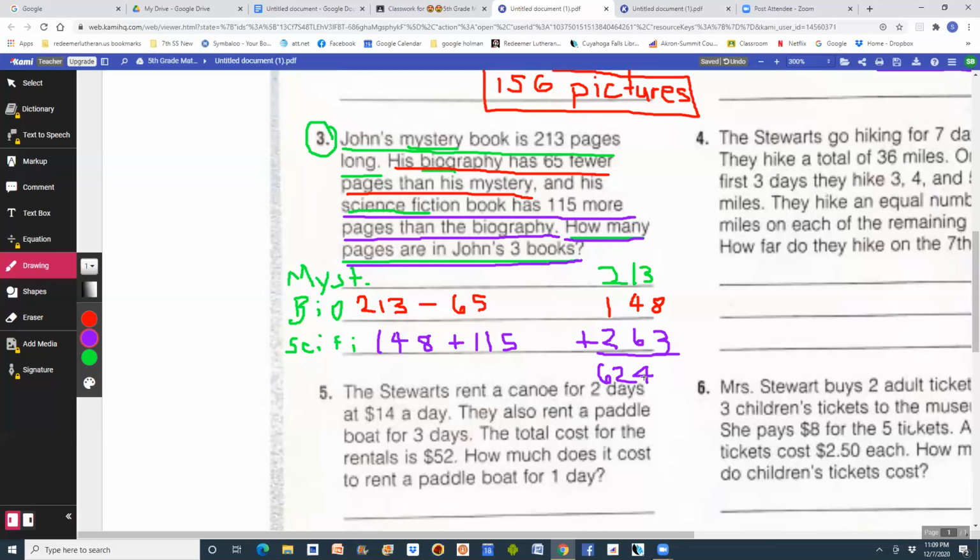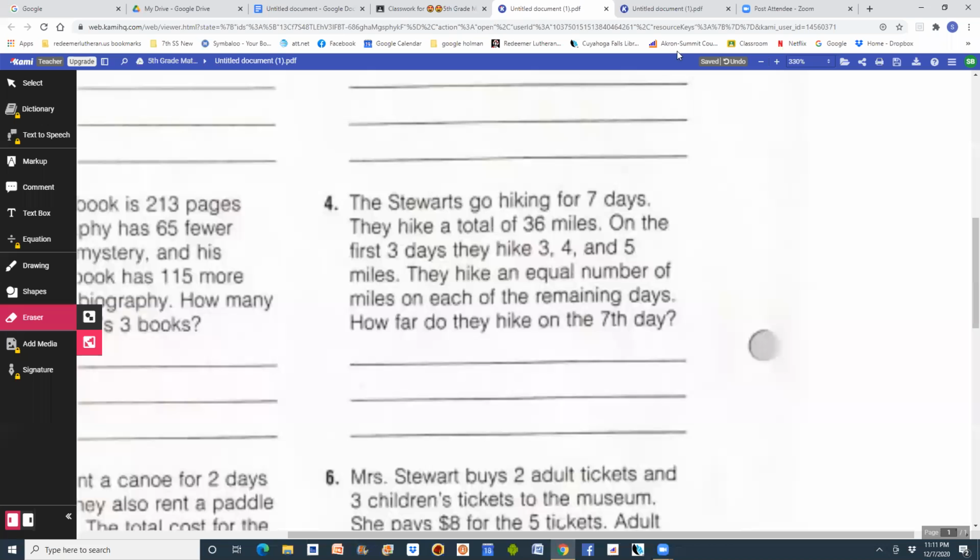And the word for that would be right here. See again how it says how many and then pages. And of course, we'll put a box around our answer. All righty, let's go ahead and take a look at number 4.